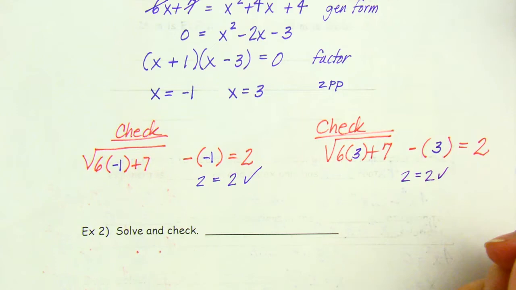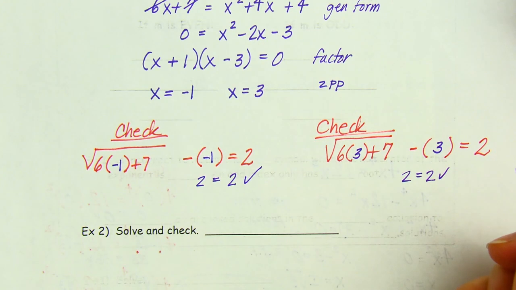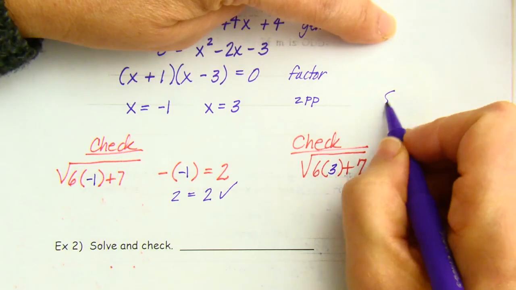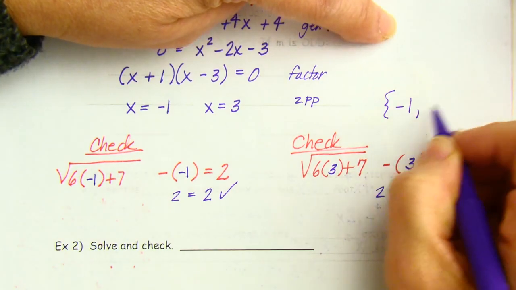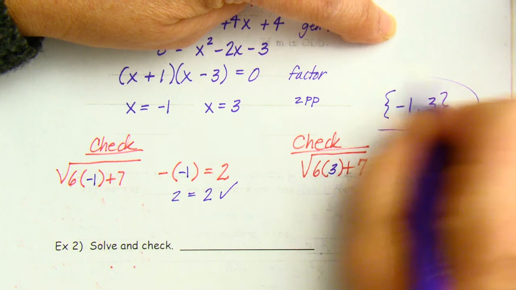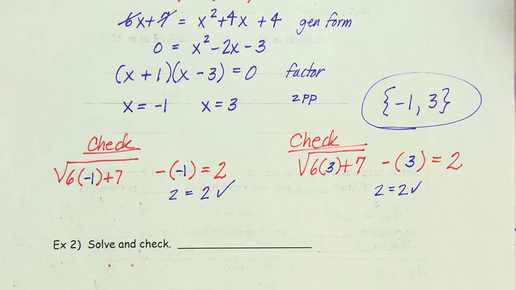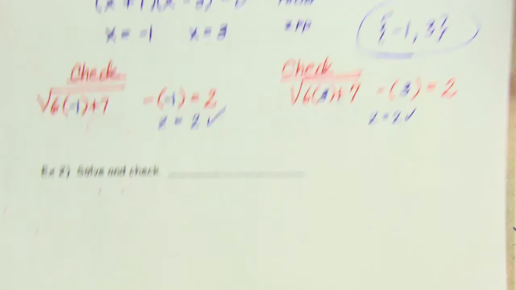They don't always work, and sometimes only one will work. But since they both work, I now can conclude that my solutions to this equation are when x is negative 1 and positive 3. One more with a double radical.